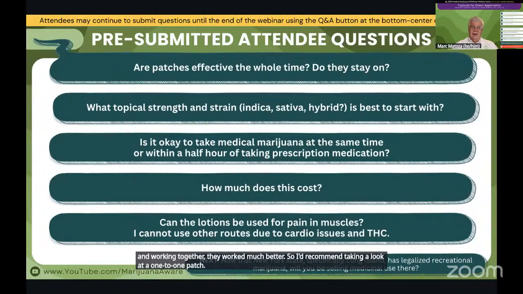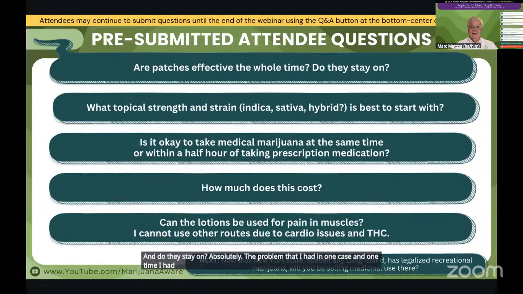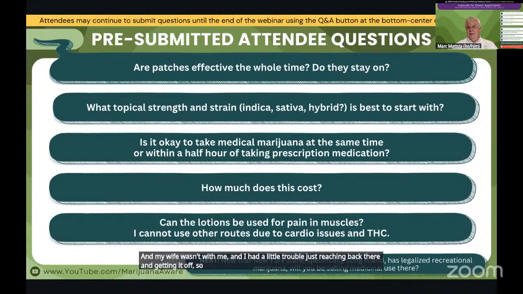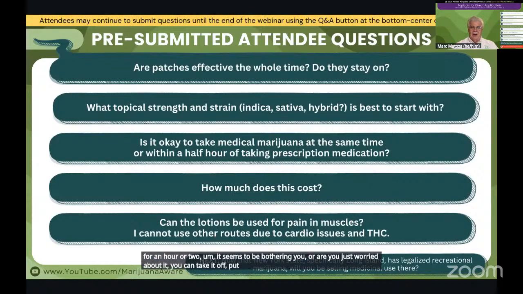And do they stay on? Absolutely. The problem that I had one time was just trying to get it off. I'd put it in a position in the middle of my back, and my wife wasn't with me, and I had a little trouble just reaching back there and getting it off. So the answer is yes, they do stay on. They're very effective. And the interesting part is some patches are one of the few products that you can take off and then you can put back on. In other words, if you've used it for an hour or two, it seems to be bothering you, or you're just worried about it, you can take it off, put the backing back on the patch, and then put it back on an hour or two later or the next day, and it'll work just as effectively.